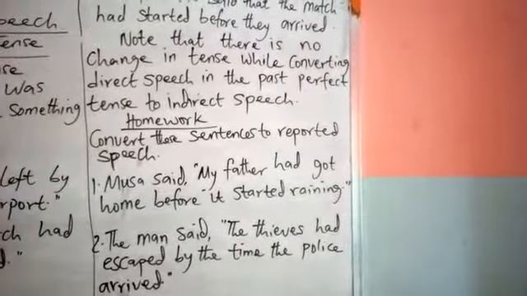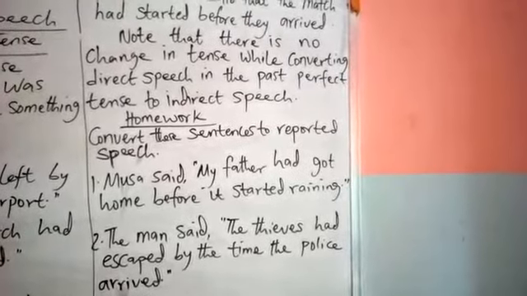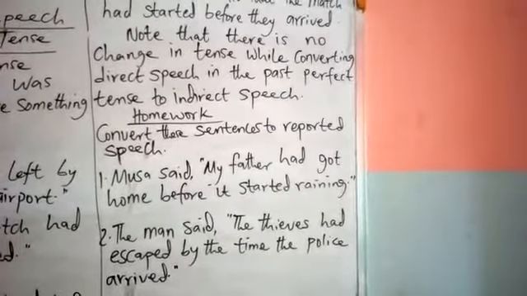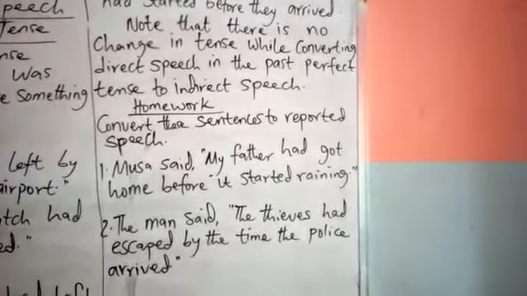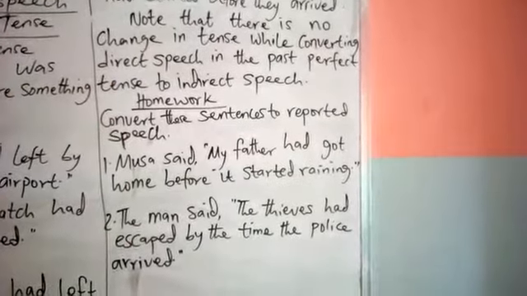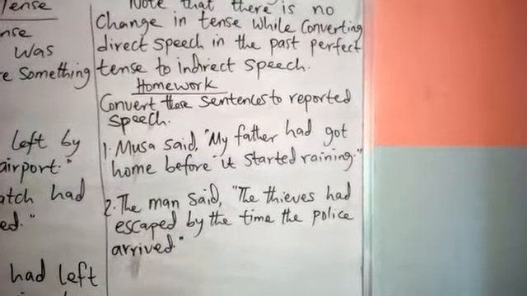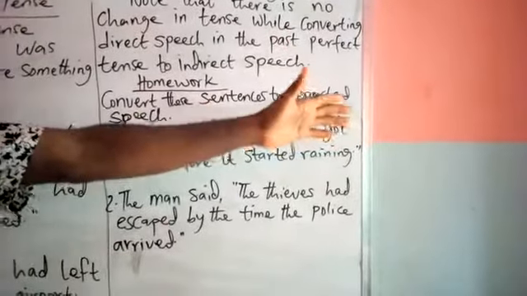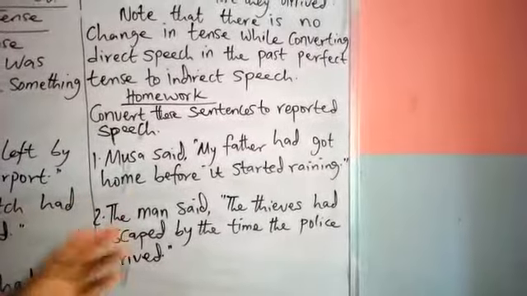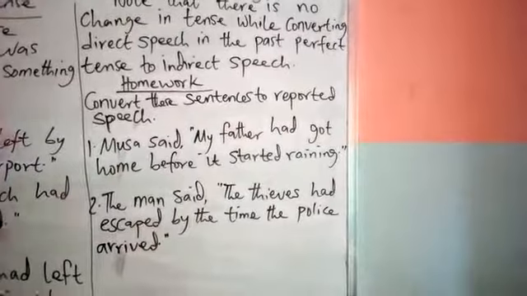The tense that you use to express the direct speech is the same tense that you use to express indirect speech in the past perfect tense. But it can differ in other aspects of tense. Like when it is in the present tense, the tense will definitely change to past tense. When it is in the past tense, it can change to past perfect tense. But when the tense in a direct speech is already in the past perfect tense, it doesn't change to any other thing. It is retained in the same past perfect tense.